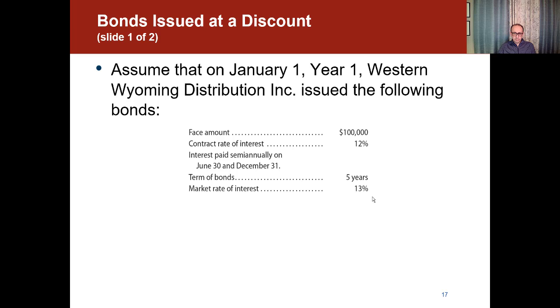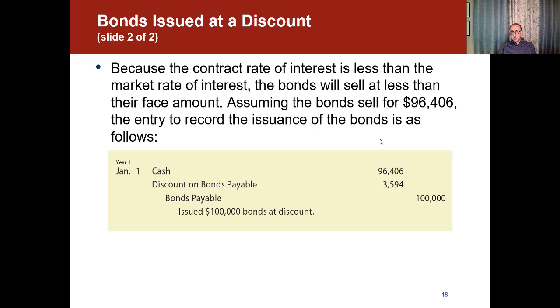So to make it sellable, or to make people willing to invest in a bond that pays lower interest compared to the market, we have to offer a discount. And in this case, we should expect that the selling price, or the issuance price, of the bond would be less than the $100,000. So because the contract rate of interest is less than the market rate of interest, the bonds will sell at less than their face amount.